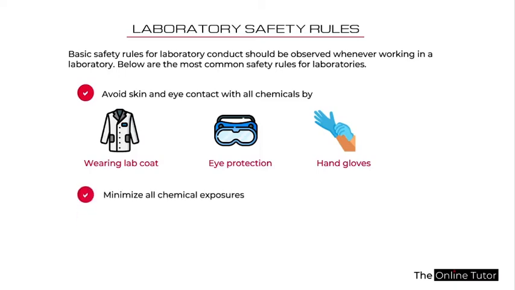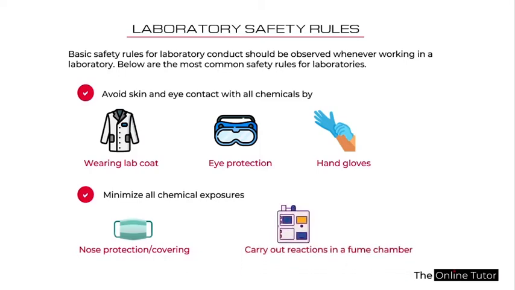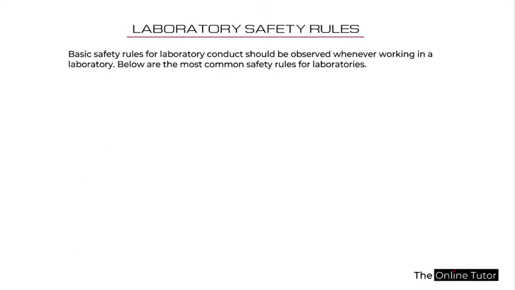So you avoid skin and eye contact by wearing a lab coat, eye protection, and then hand gloves for your personal safety. You also need to minimize all chemical exposure. So when you're in the laboratory, you need to minimize chemical exposures by using a nose protection or covering, or when you're carrying out an experiment that is accompanied with effervescence or the emission of gases, you need to carry out these reactions in the fume chamber so that these gases are not directly exposed to you. They are channeled outside and you are safe whilst working in the laboratory.